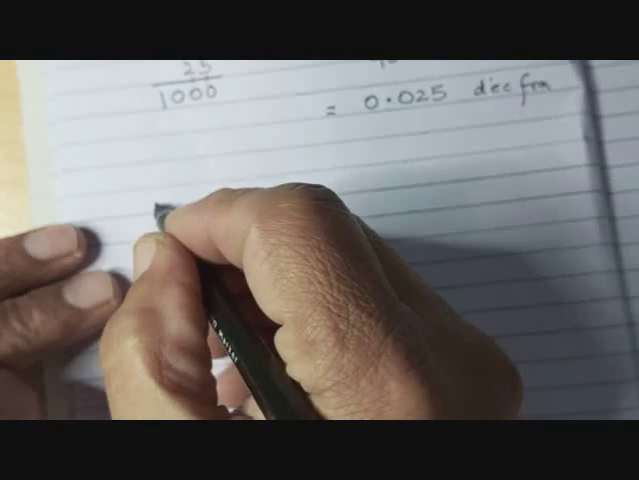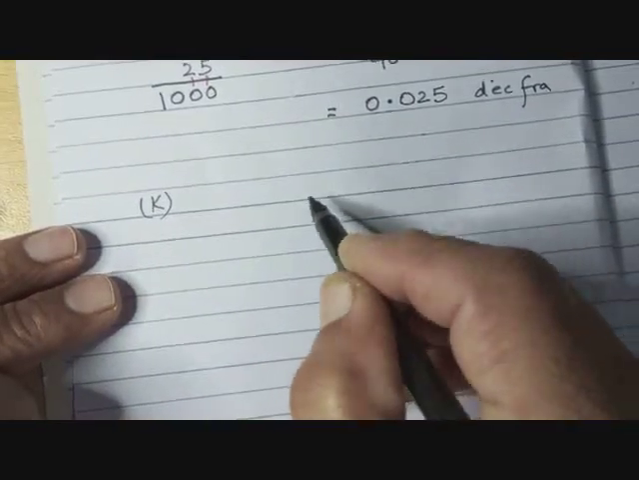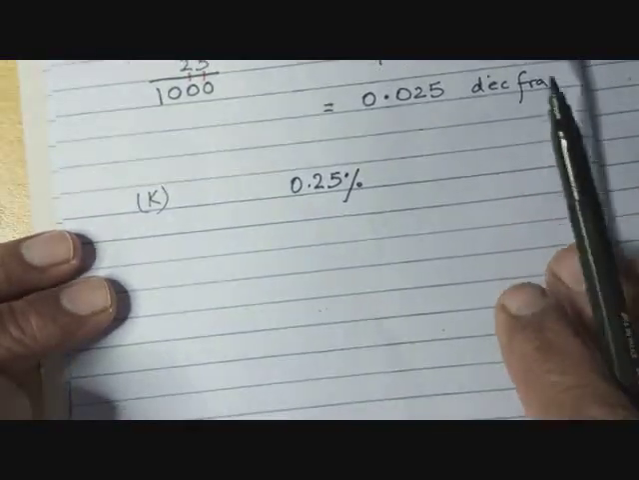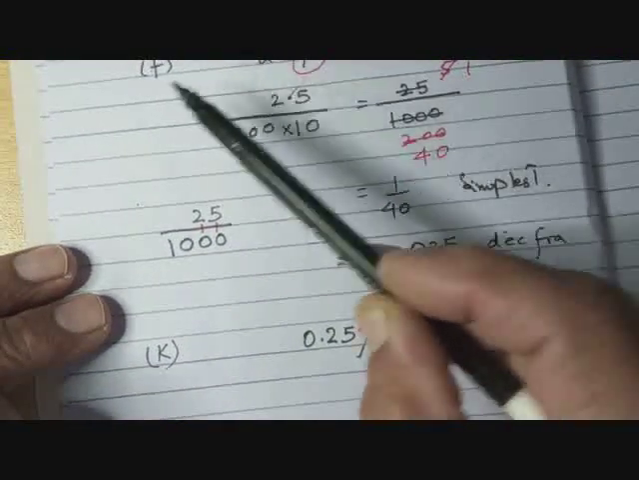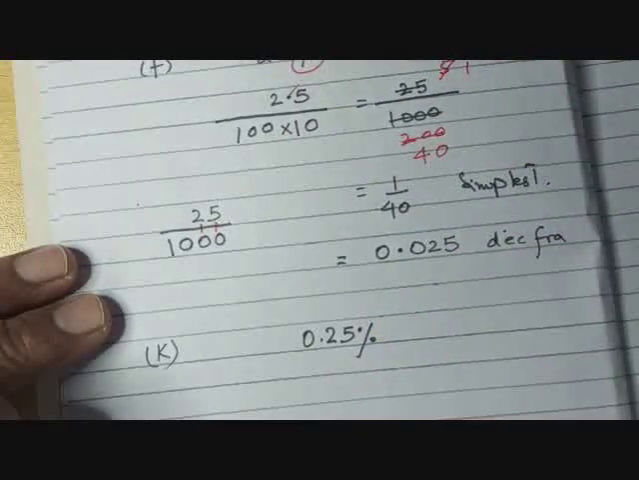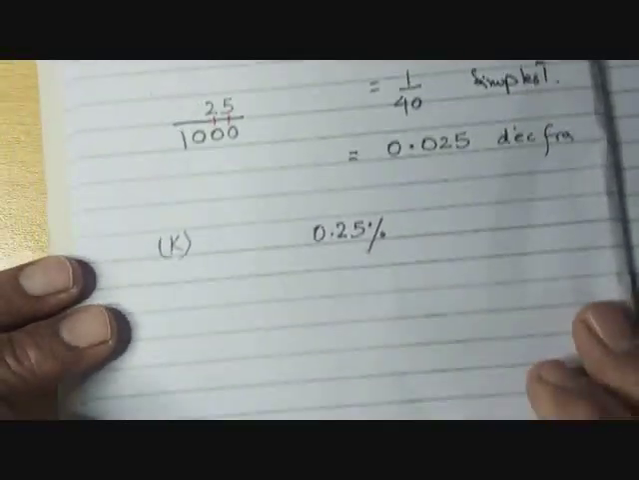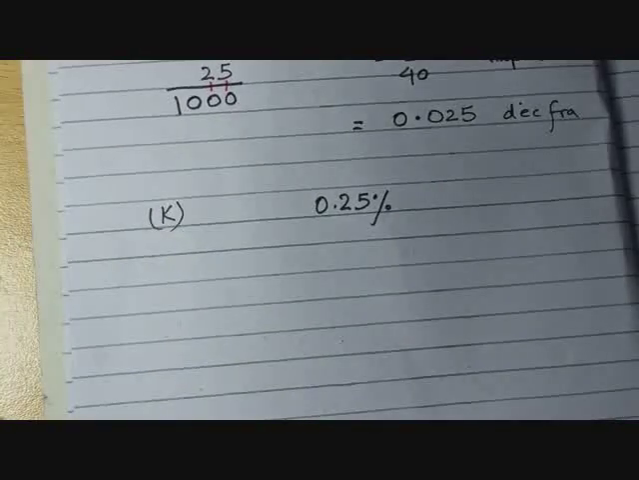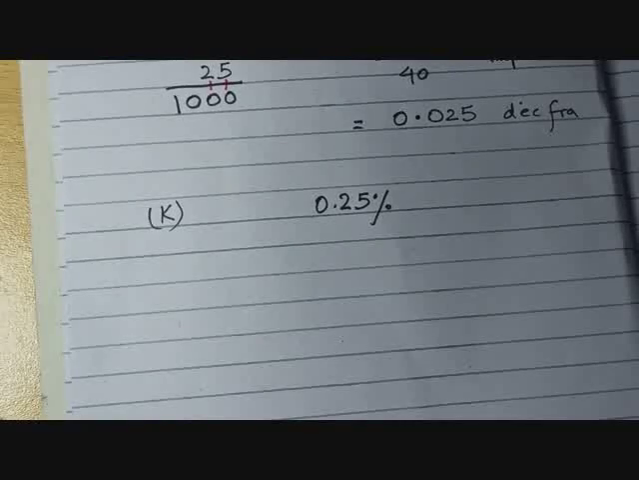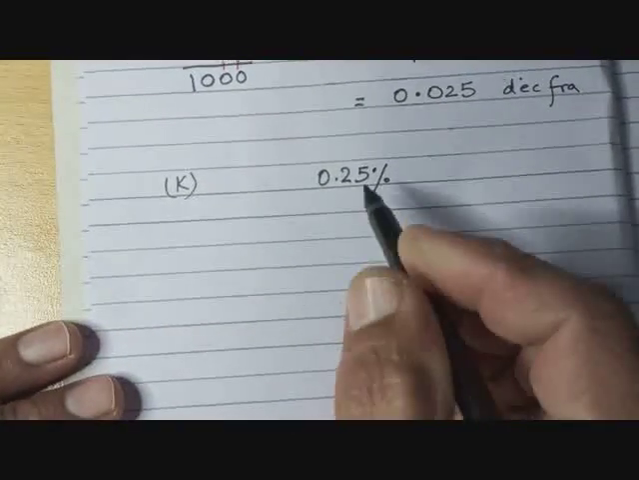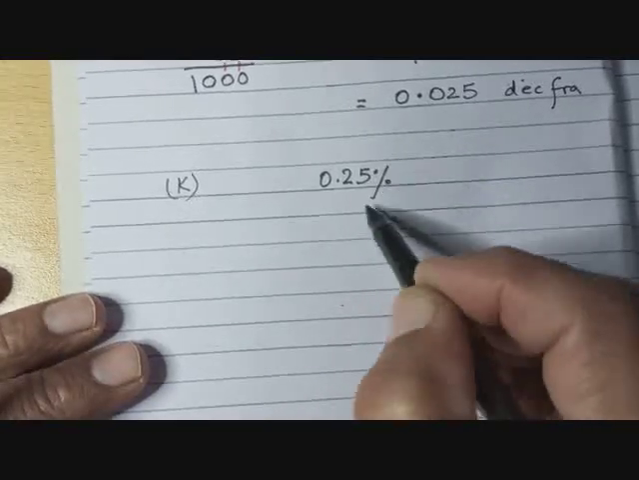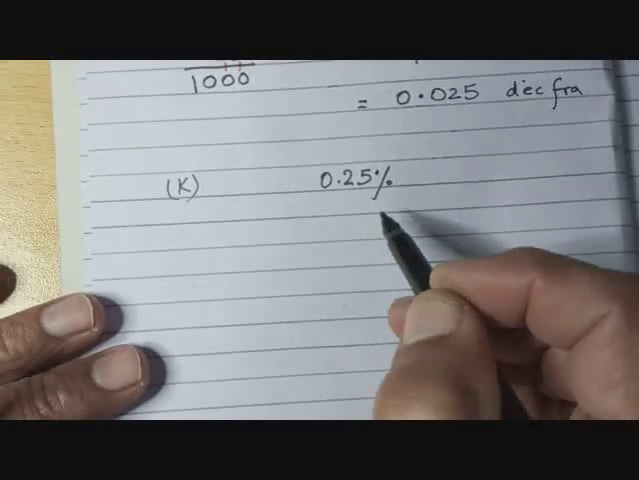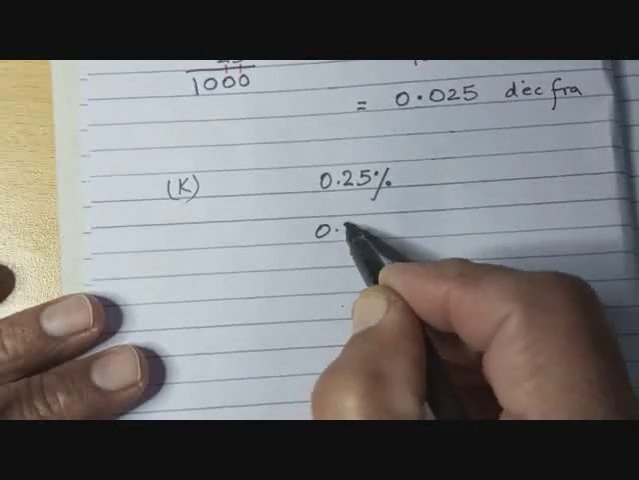Now let me do part K out of it. Part K states 0.25%. Now you see that in our first question, part F, it was 2.5%. Now it is 0.25%. The format will remain the same. Now how will we do it? The first thing we have to do is to remove this percentage sign. And by removing the percentage sign, we have to put 100. So it becomes 0.25.